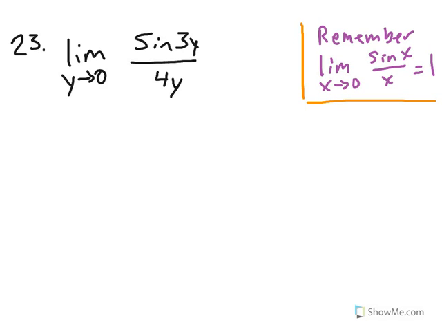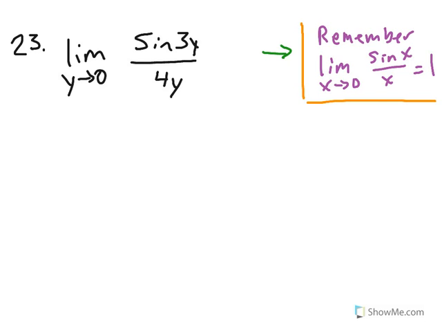So on question 23, we want to do the limit as y approaches 0 of sine 3y over 4y. And what we're going to do is make use of the little fact that we proved with the sandwich theorem, which basically said the limit as x approaches 0 of sine of x over x is 1. You can see that over here in purple. I'll draw a green arrow to indicate that.